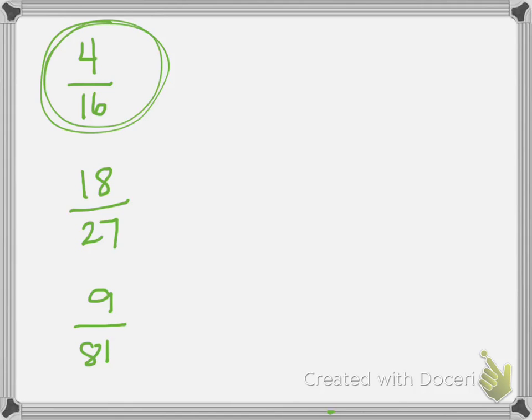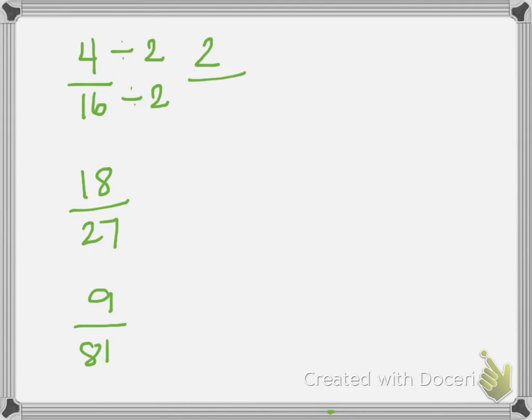If I want to simplify the fraction 4/16, then I'm going to ask myself, what can I count by to get to both of those numbers? The easiest thing to look at is, is 4 even and is 16 even? They're both even numbers, which means you can count by 2 to get to both of them. That's the first thing I always ask myself. Because I can count by 2, I'm going to divide both numbers by 2. 4 divided by 2 is 2, and 16 divided by 2 is 8.